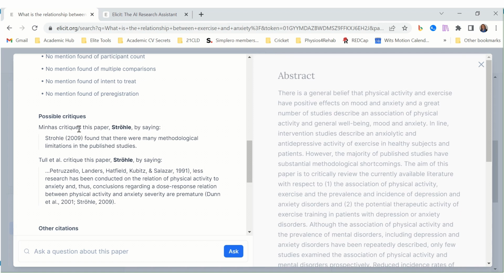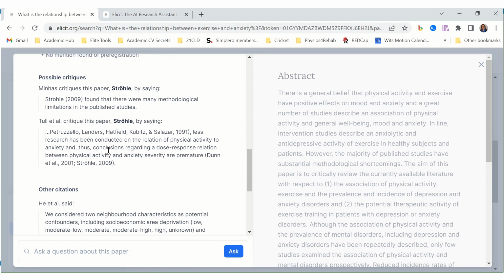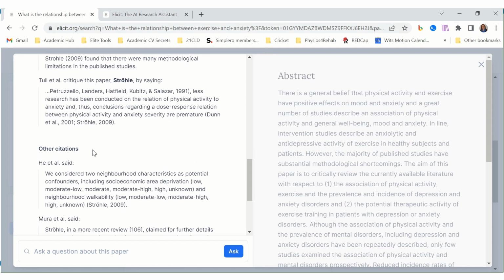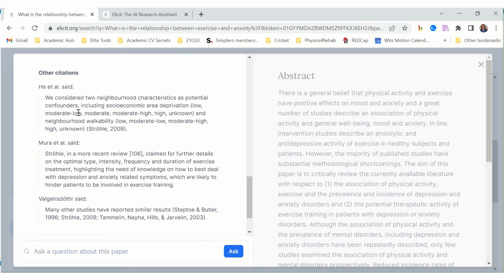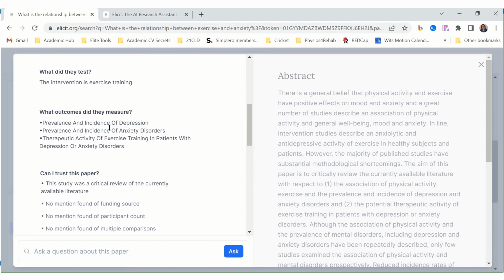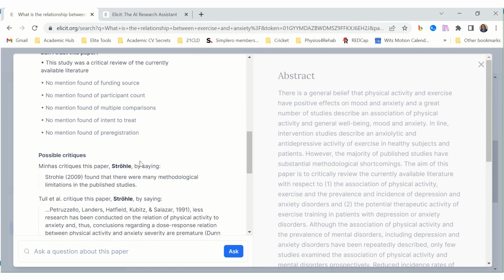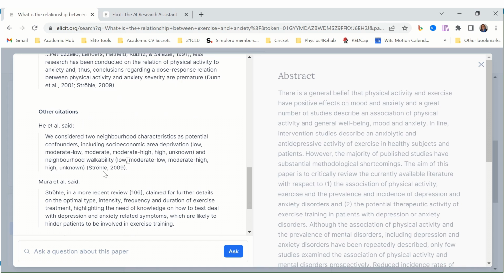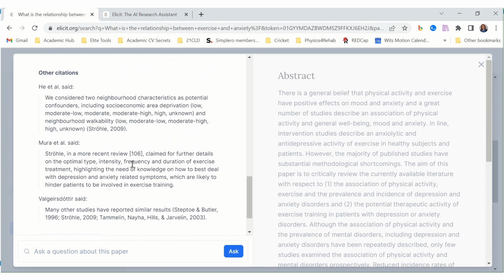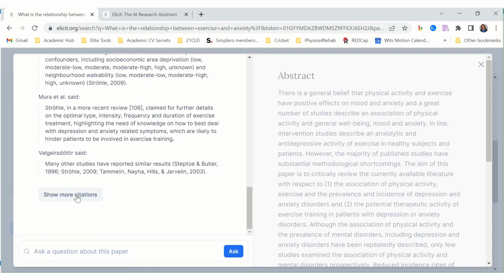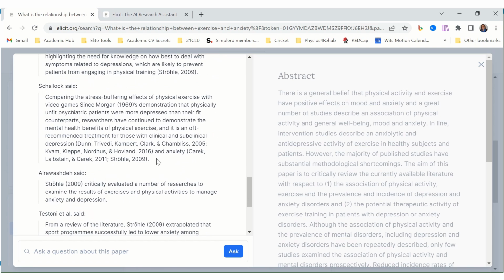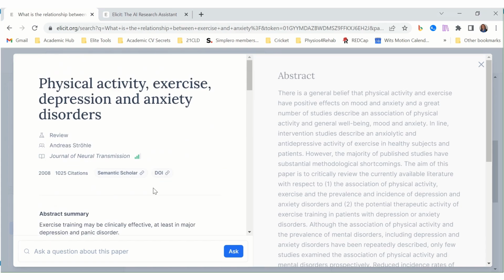Minas critiques this paper, Stroll, by saying, Stroll 2009 found that there were many methodological limitations in the published studies. So this is also nice to analyze and just to get a bit more insight into what's going on with the paper. Other citations. This is so interesting. So the paper is Stroll, and here you can see even other people who cited this paper. So it just gives you a bit more insight into the paper and what was said about the contents of the paper in other studies.